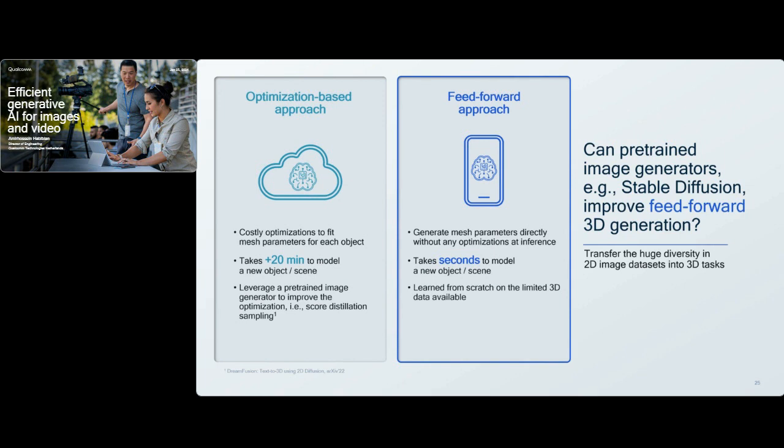And we believe one main reason for this is the lack of large-scale training data, something like LAION-5B equivalent for diffusion, for 3D data to be trained. And so in this work, we investigate whether we can use a pre-trained stable diffusion, which is actually intended to generate images. Can we use it to improve the quality of the fast, feed-forward 3D generations?